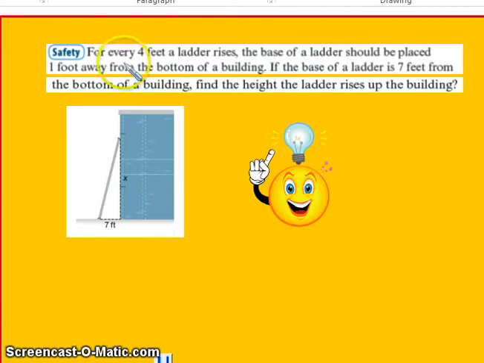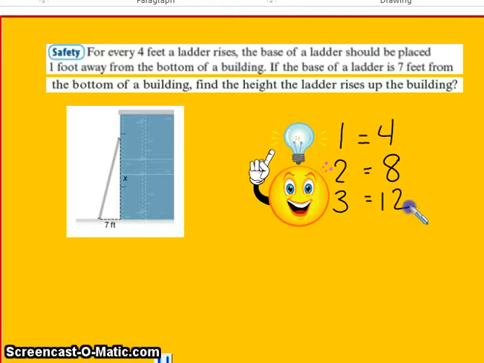So this says for every 4 feet the ladder rises, the base of the ladder should be placed 1 foot away from the bottom of the building. Okay, so that means that if it's 1 foot away, then the ladder rises 4 feet up the side of the building. If it's 2 feet away, the ladder rises 8 feet up the side of the building, because for every additional foot we add 4 feet. If it's 3 feet away, the ladder rises 12 feet up the side of the building.